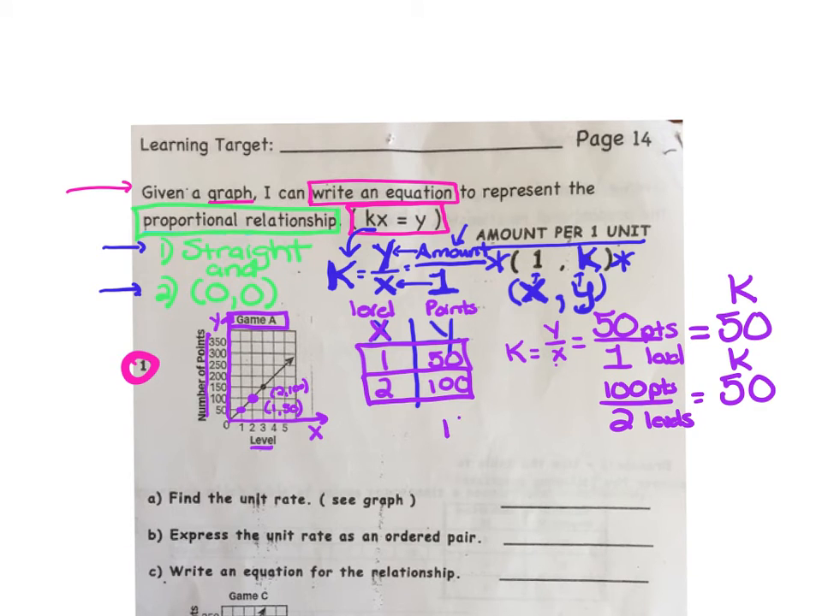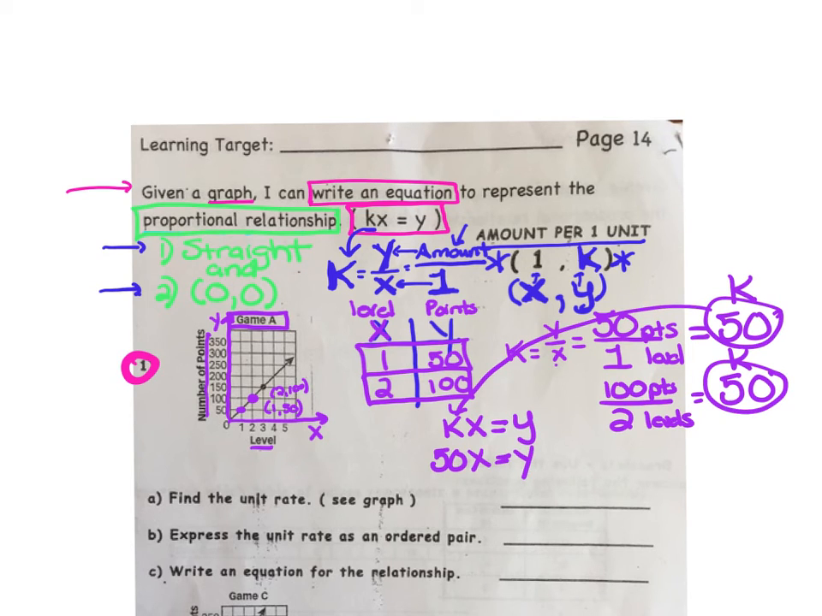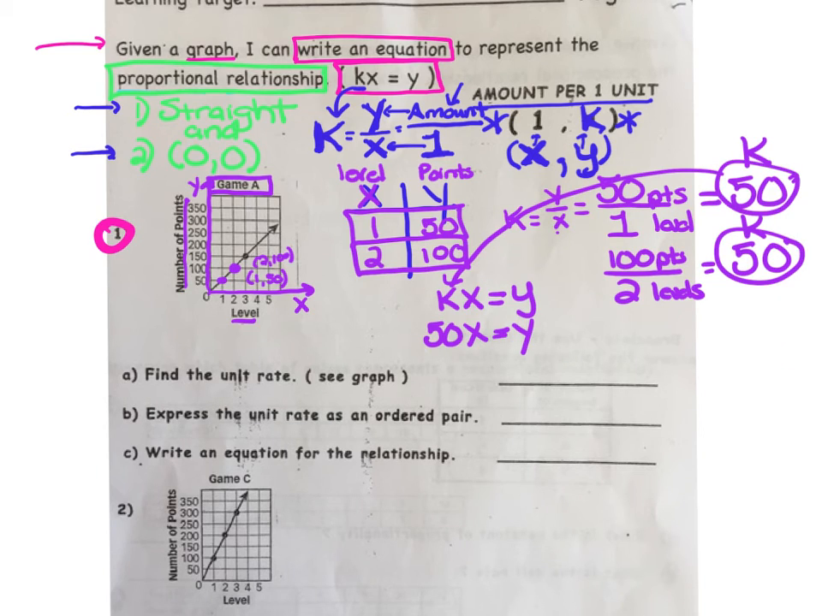So when we write a formula, K times X equals Y, that's our equation, our basic structure, we now know that K is worth 50. 50 times each level X equals Y. Now let's answer some questions now that our information is laid out before us. Depending on what they're asking for, that will control how we write our answer.